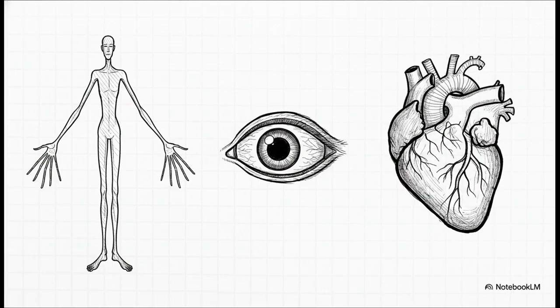Skeletally, you've got the tall stature and arachnodactyly, those classic long spider-like fingers. Ocularly, you see ectopia lentis, where the lens actually dislocates upwards and temporally. And cardiovascularly, those frayed microfibrils drive really dangerous, life-threatening aortic root dilation.